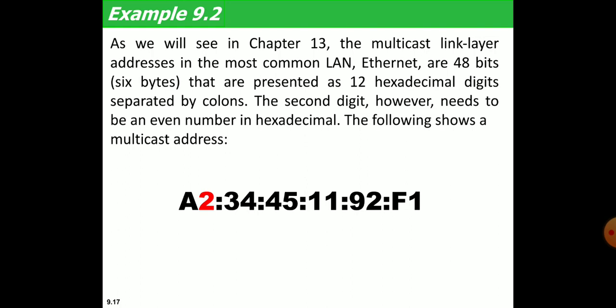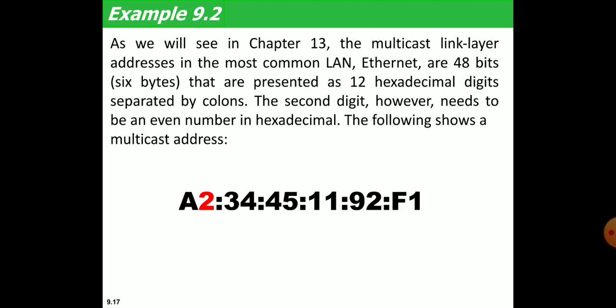The next one is called a multicast address. How is the multicast address given? In example 9.2, we actually have a multicast MAC address. You can see it is similar to a normal MAC address. It also has the 48-bit, 6-byte fashion. But here the second digit of this particular MAC address should be an even number in hexadecimal. That is the only difference we have. The second digit of the MSB octet should be an even number.